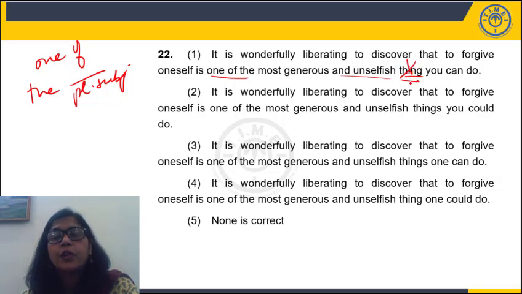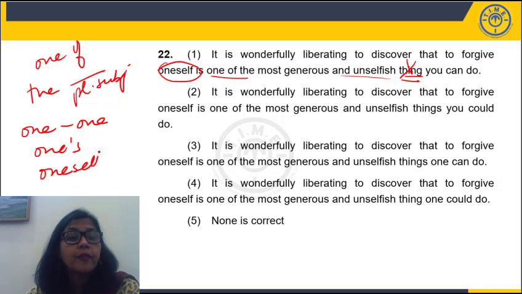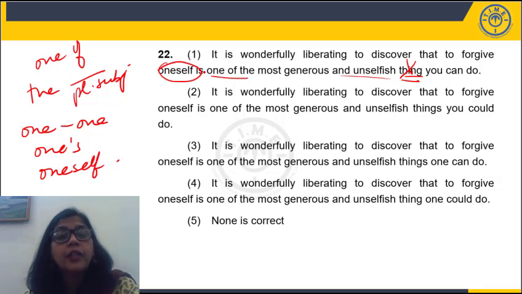So this is wrong. And here, oneself. If you recall your pronouns class, if the subject is one, then the repeated subject is also one. The possessive pronoun is one's, and the emphatic or reflexive pronoun is oneself. So over here, since it is oneself, you cannot have you. That's also wrong. So quickly, that makes things a little easy. So thing, things, things, thing. So this is also ruled out.